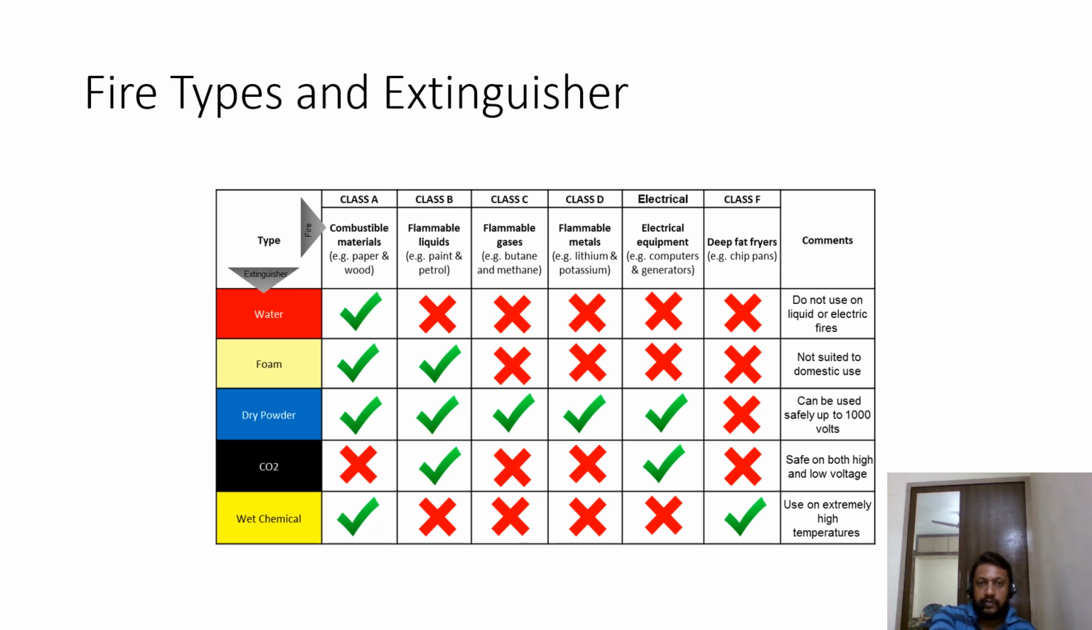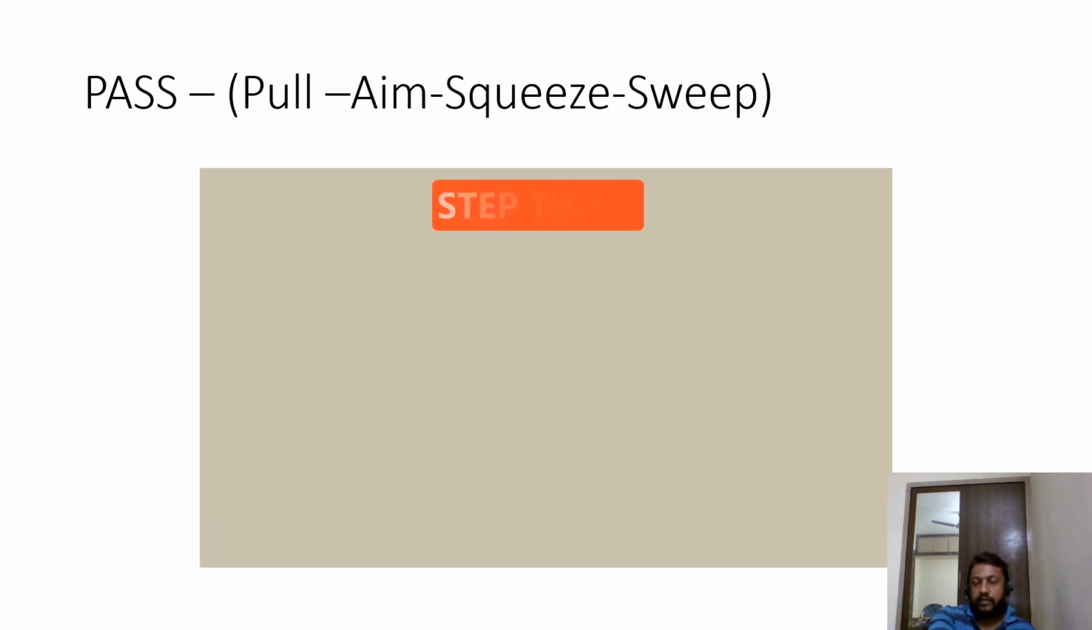This chart simply gives you an overview of the classes of fires available, and what type of extinguisher should be placed in an area where a particular class of fire is exposed. Here we have a small video presentation on how to handle the fire extinguisher. Let's quickly jump into that video.